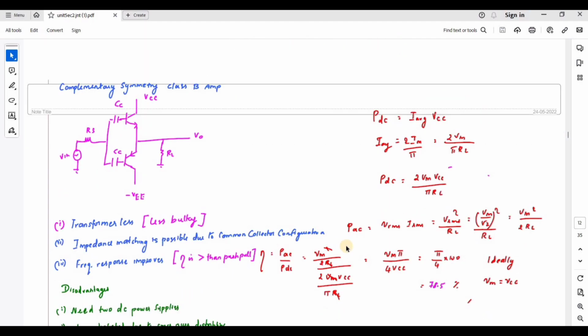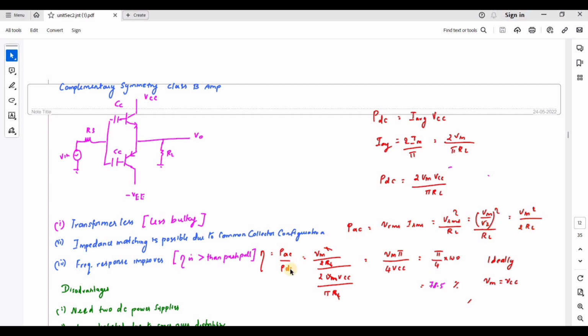Next I need to find the value of efficiency. I can write DC power dissipation as I average into VCC. I average I can write as 2Im divided by pi. So you substitute here, you will get PDC equal to 2Im VCC divided by pi. Im I can write as Vm by RL. PAC is nothing but VRMS into IRMS, so that is equal to VRMS square divided by RL, because IRMS I can write as VRMS by RL. VRMS I can write as Vm by root 2. So if I solve, I will get Vm square divided by 2RL.